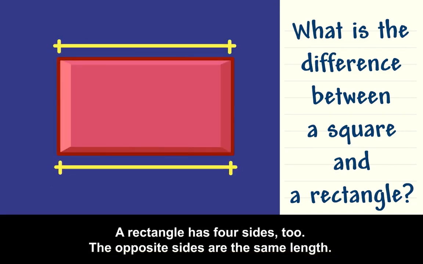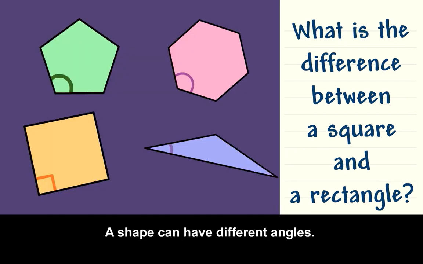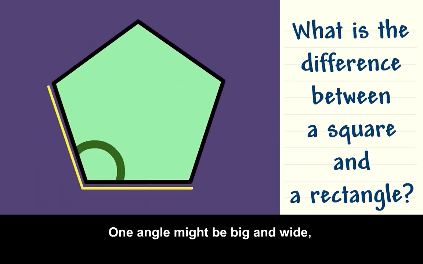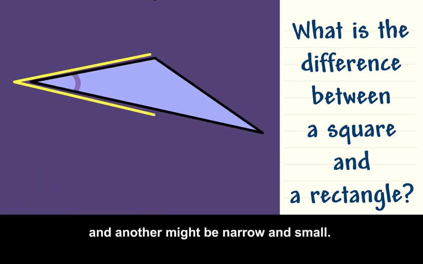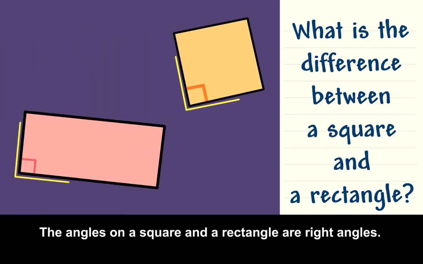A rectangle has 4 sides too. The opposite sides are the same length. An angle is the place where 2 lines or sides meet. A shape can have different angles. One angle might be big and wide, and another might be narrow and small. The angles on a square and a rectangle are right angles.